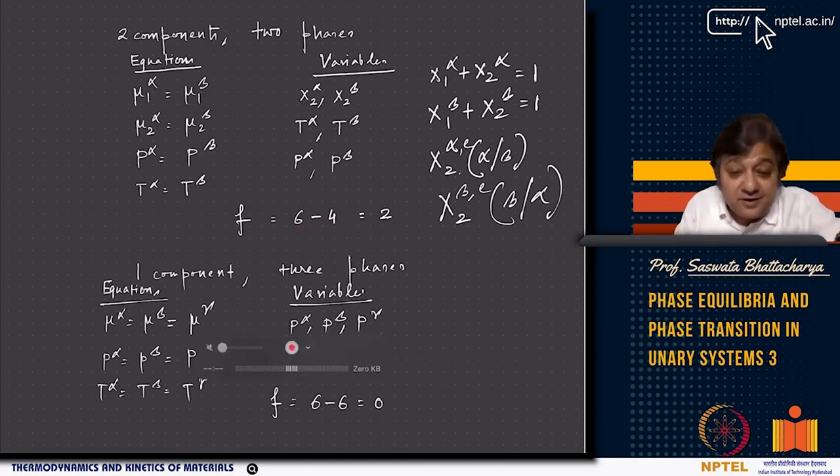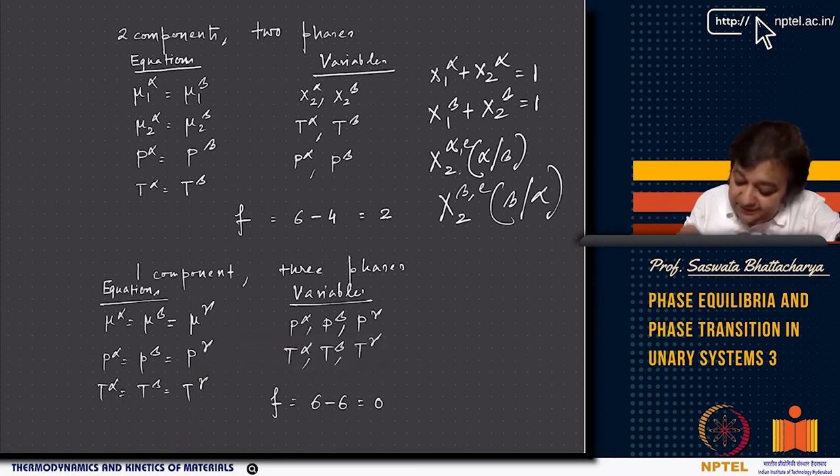Now, think of one component, three phases, like the triple point. If you have one component, three phases, then you have mu alpha equals mu beta equals mu gamma. This gives you two equations. P alpha equals P beta equals P gamma, two equations. T alpha equals T beta equals T gamma. The equations are calculated by counting the equal to signs, so you have 6 equations. And what are the variables?